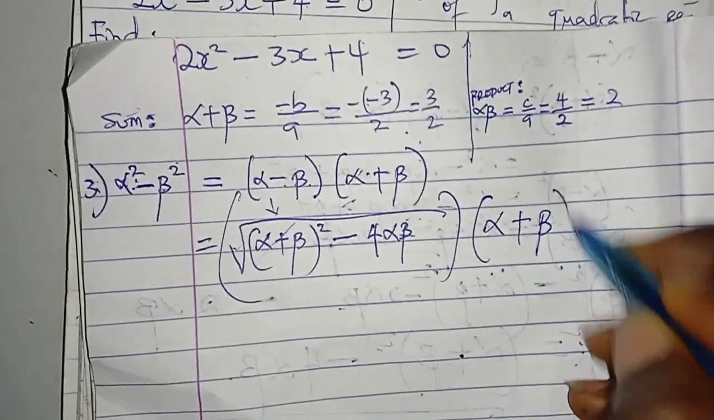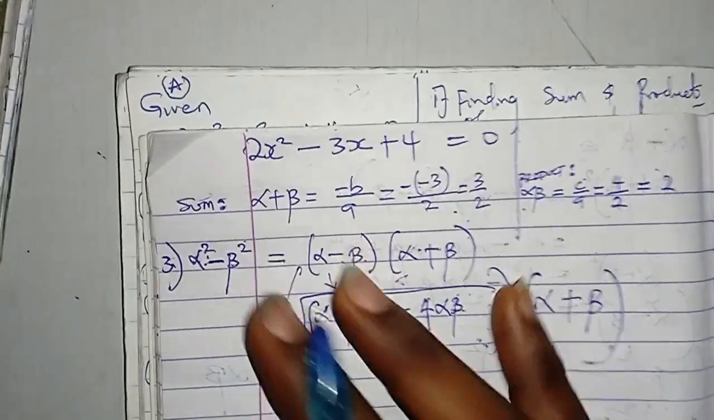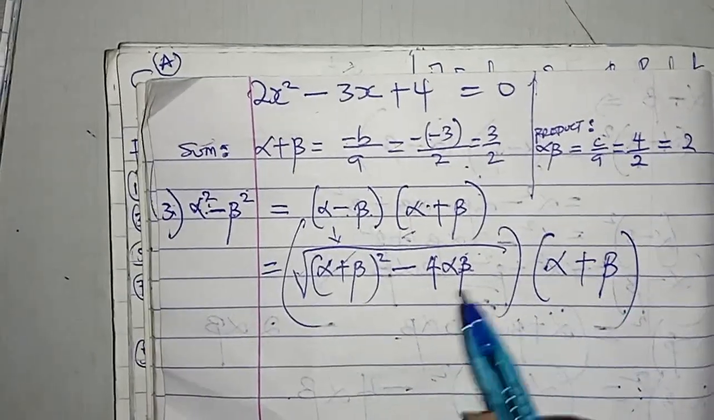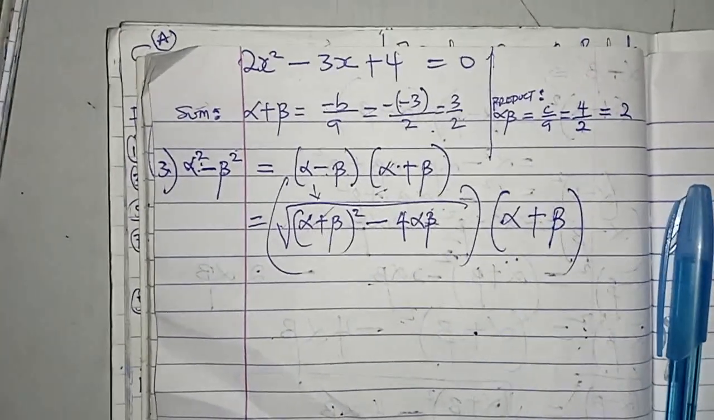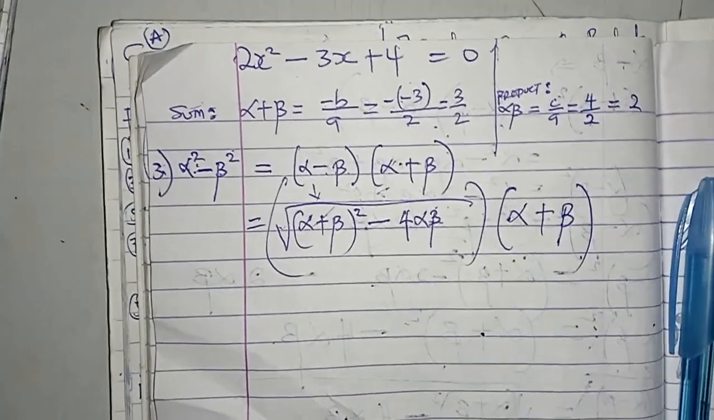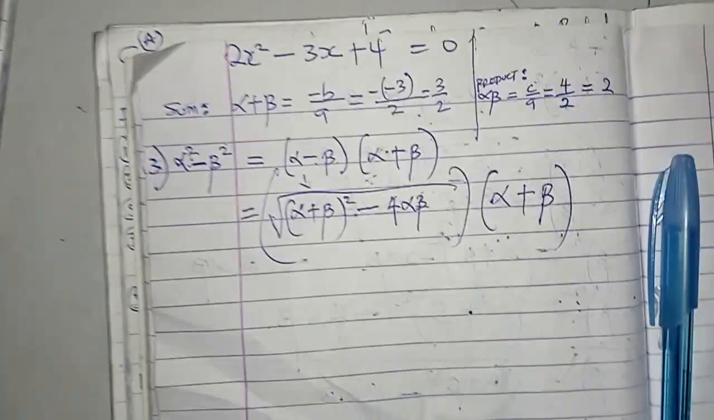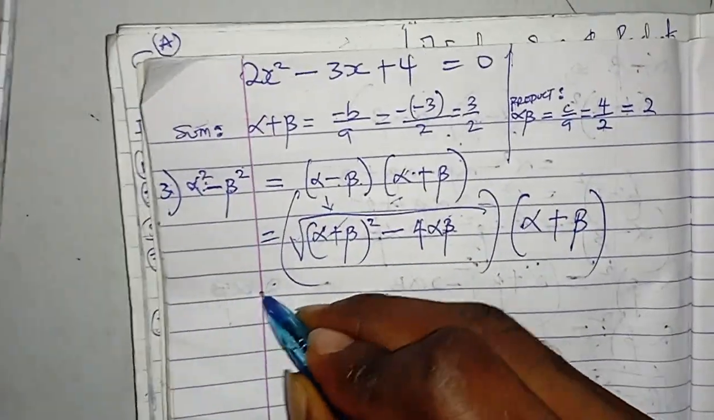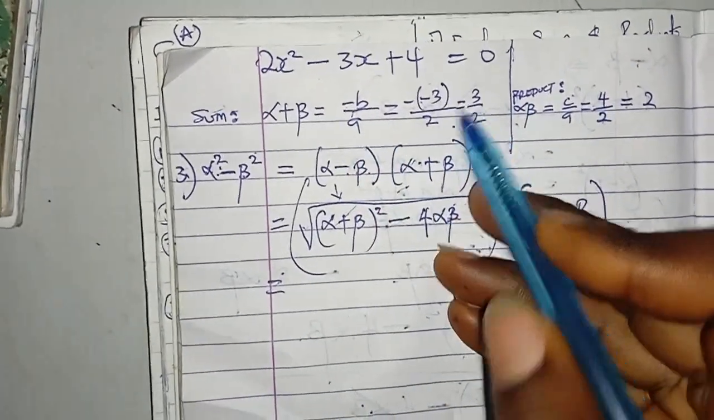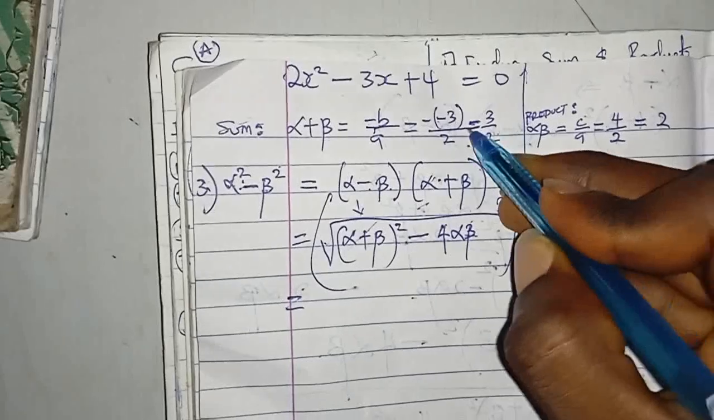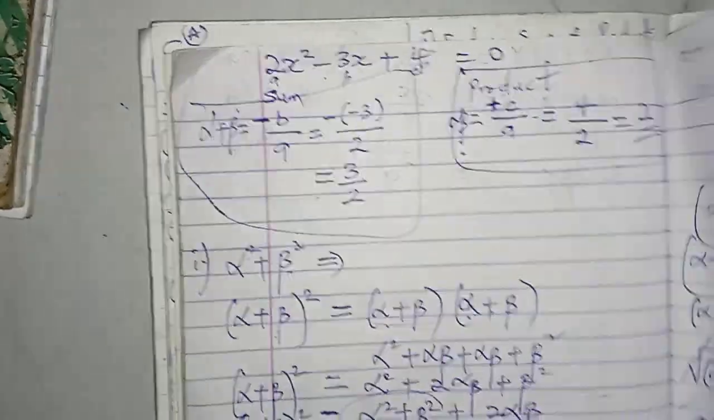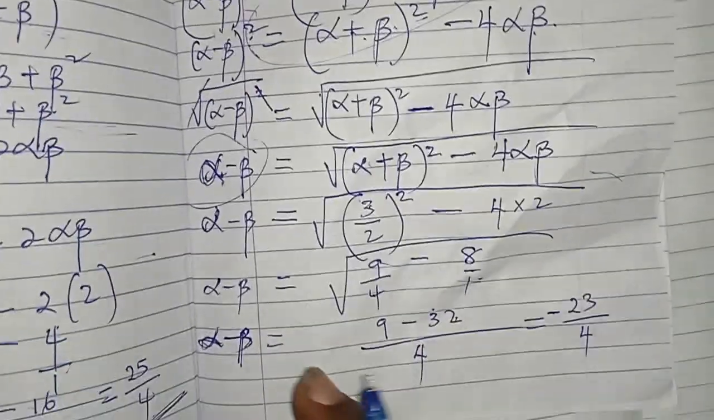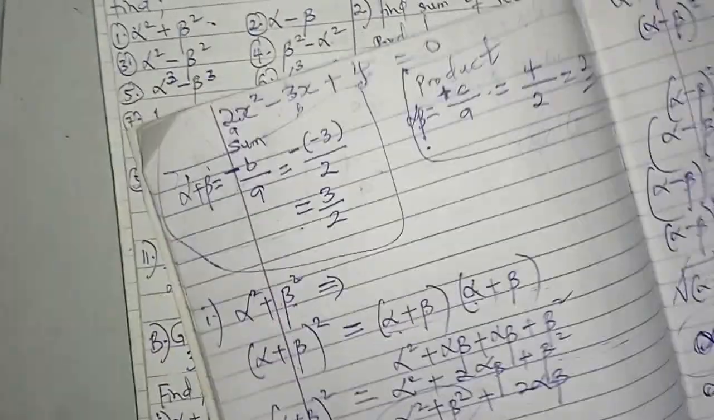Alpha plus beta. The reason we are doing this is that there's nothing to account for alpha square minus beta square in the roots of a quadratic equation. So we always try to use expansion to solve and get the value. Now looking at this equation, alpha plus beta is 3 over 2. I don't think we even need to do it because we've solved for alpha minus beta. Alpha minus beta gave us minus 23 over 4. Let's just put that value.